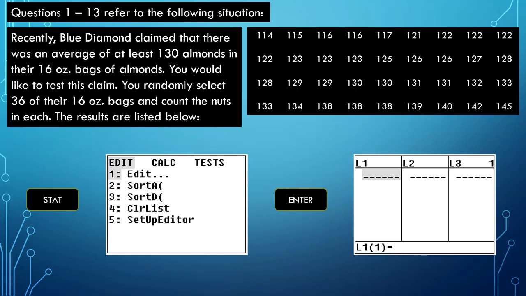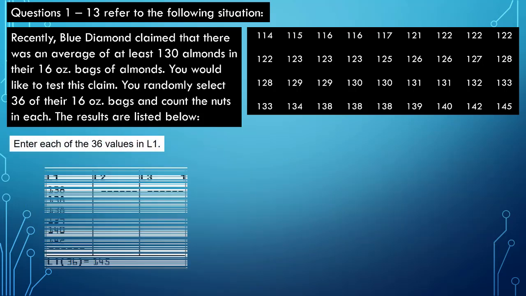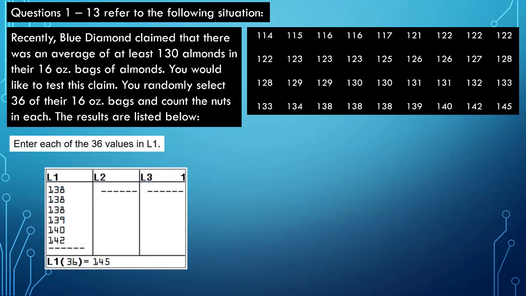If you have values already in your lists and you need to clear them out before you begin, remember you can move up to highlight the name of the list, L1 or L2 or L3, press the clear button, and then come back down, and your list will be cleared. So what we're going to do is take all 36 of these data entries and enter them into L1. When you're all done, it should look like this.